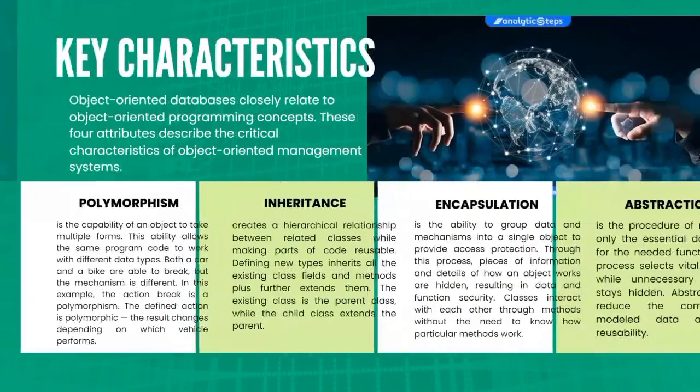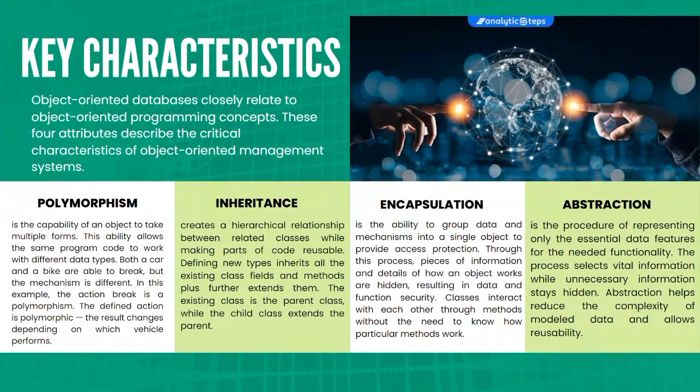So for the key characteristics of object-oriented DBMS, we have polymorphism, inheritance, encapsulation, and abstraction. So you can see this is similar to object-oriented programming because object-oriented database management system is closely related to object-oriented programming concepts. These four attributes describe the critical characteristics of object-oriented management systems.